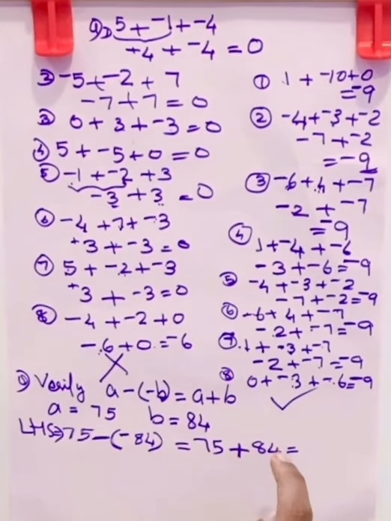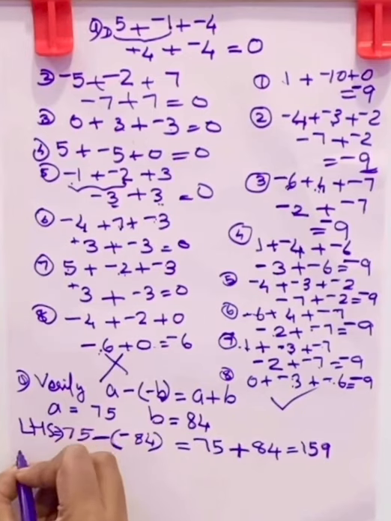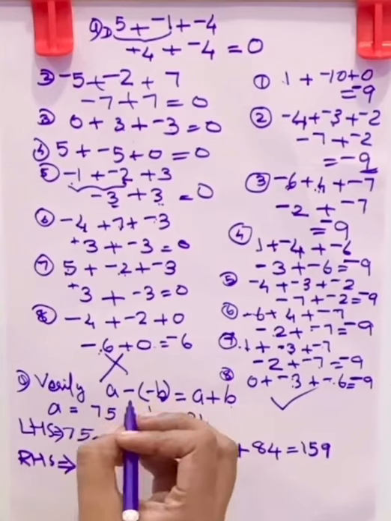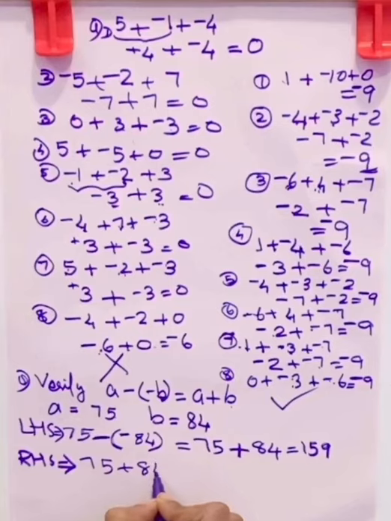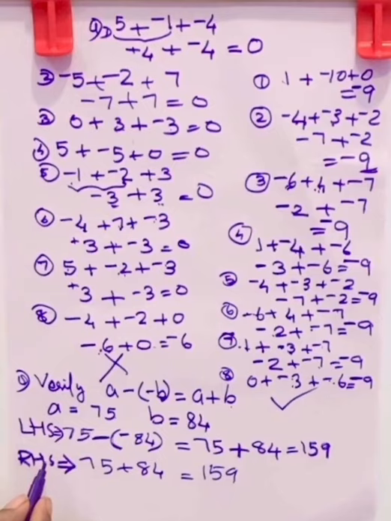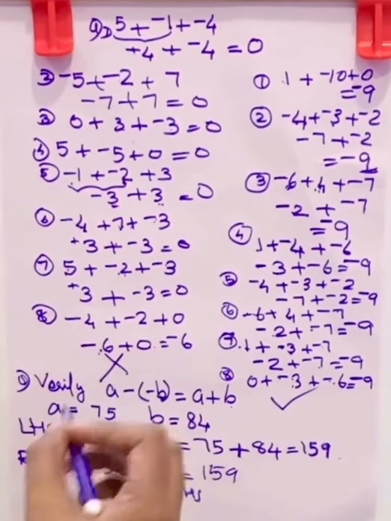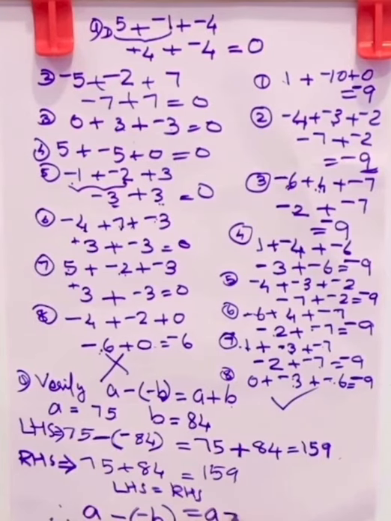That is 159. Now right hand side, a plus b. A plus b means 75 plus 84. That is 159. Yes, the LHS part is equal to RHS part, hence LHS is equal to RHS. Both are 159, hence verified. A minus minus b is equal to a plus b.